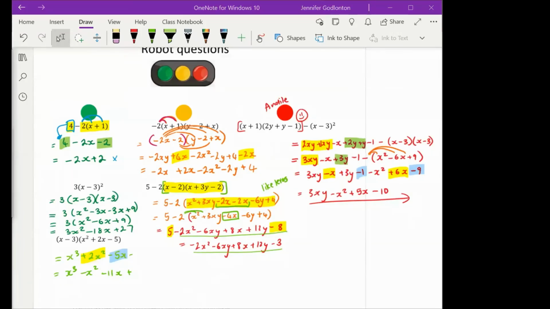Ma'am, didn't you forget the 3y in the final answer? Oh, I did. I did forget the final 3y. Thank you for spotting that for me. There we go. Thank you.